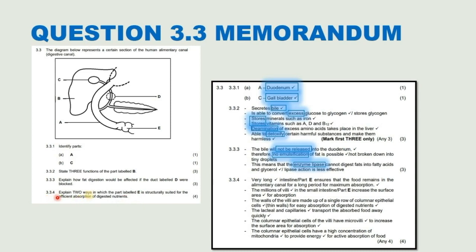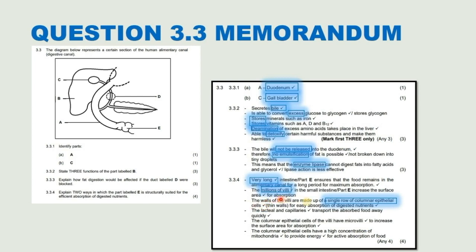Question 3.3.4: explain 2 ways in which part E, so part E is this section over here, is structurally adapted for its function, for absorption. So number 1, you mention the structure, which is very long. Why is it very long? Because this ensures that there's a maximum period for absorption. Then it contains millions and millions of villi. So this is to increase the surface area for absorption.